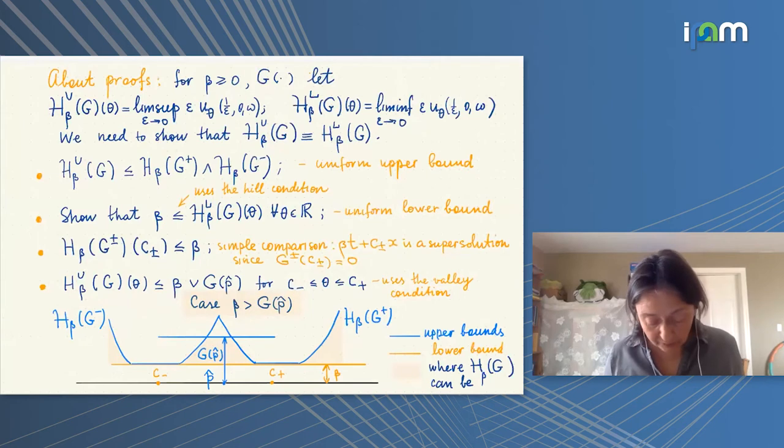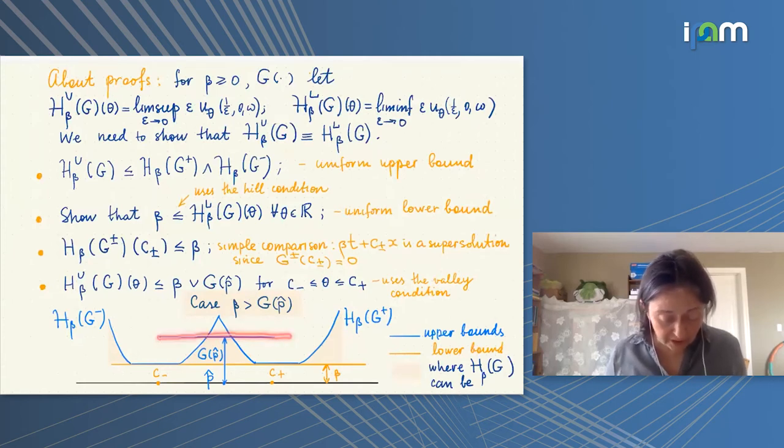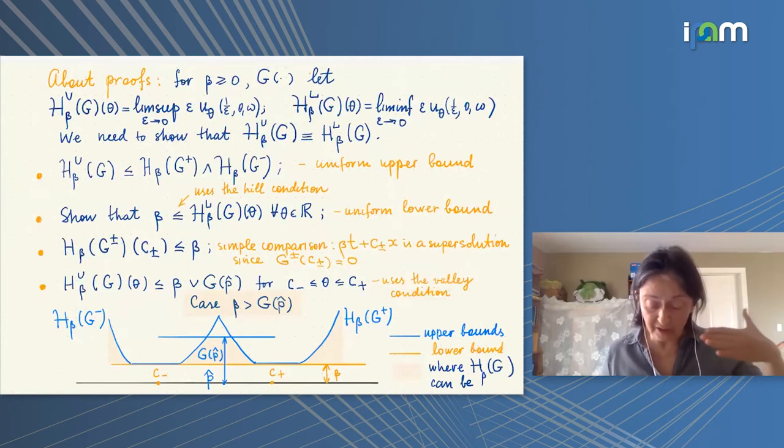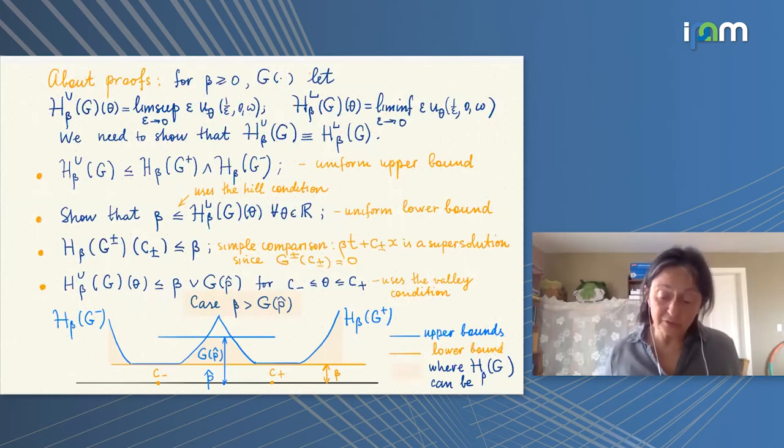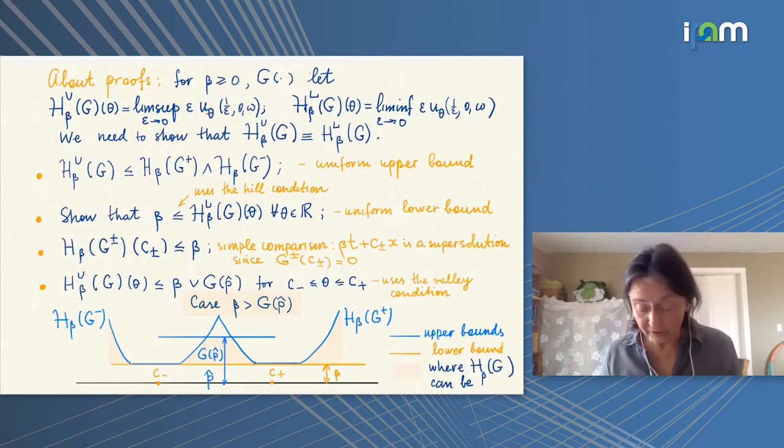And then probably the trickiest upper bound is the one for theta between C minus and C plus, which says that HU, the limsup, does not exceed the maximum of beta and the depths of the well here. So this again uses a condition on our potential. This uses the valley condition on the potential, that the potential can stay very close to zero for a long time with positive probability. So this is translated from a stochastic argument to a PDE argument, again using a specially constructed comparison function solution.